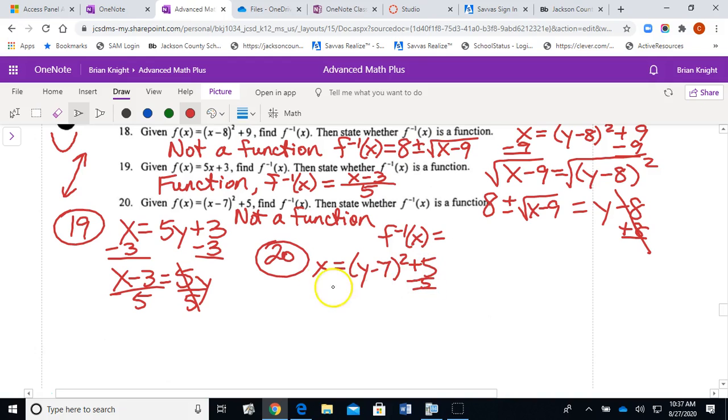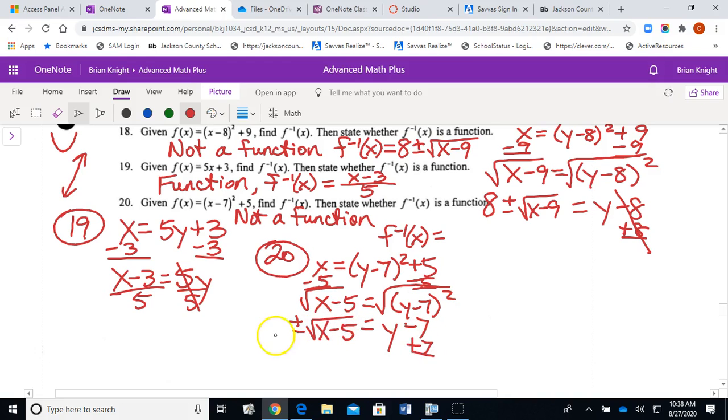Move the 5 over. X minus 5 equals y minus 7 squared. Take the square root of both sides. Don't forget your what? Plus or minus. Don't forget your plus or minus out front of your square root. And last but not least, move your 7 over. So 7 plus or minus the square root of x minus 5.